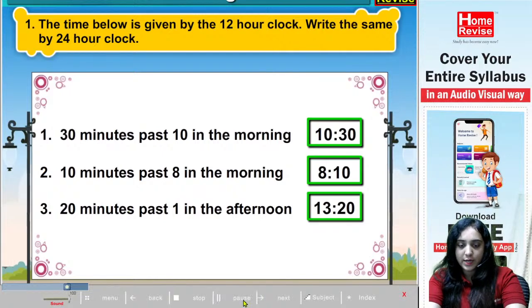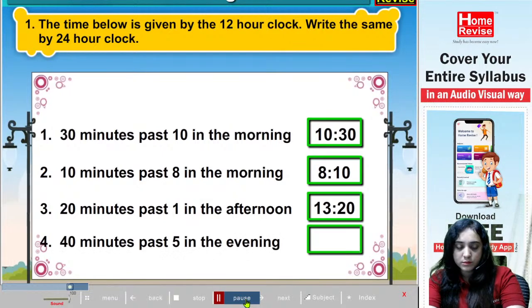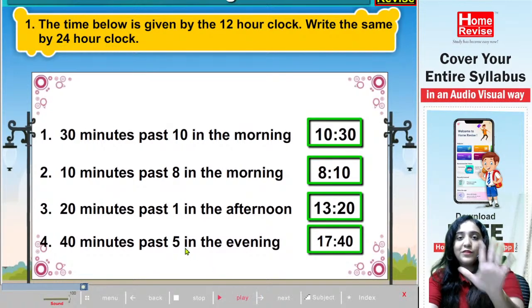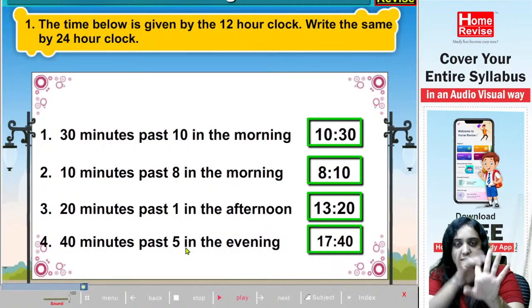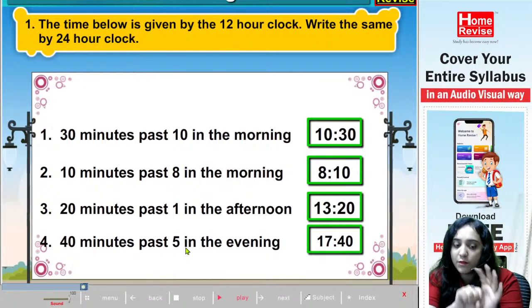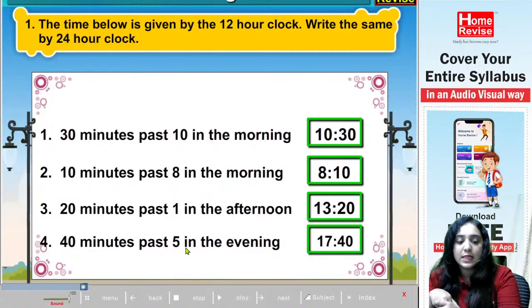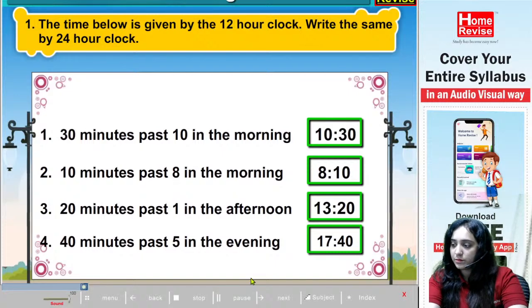Okay, next one. 40 minutes past 5 in the evening. This in 24-hour clock is 17:40. So 1 is 13, 14, 15, 16, 17. So 5 becomes 17, and the 40 minutes stays 40. Okay? Next one.